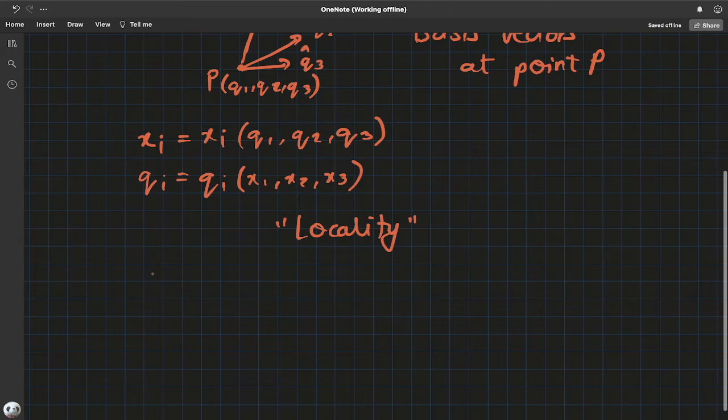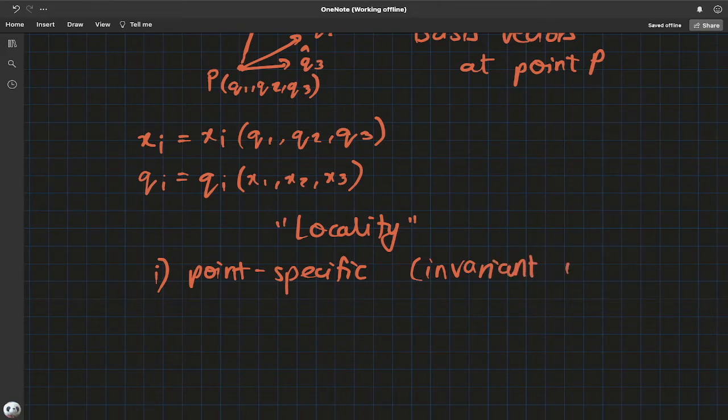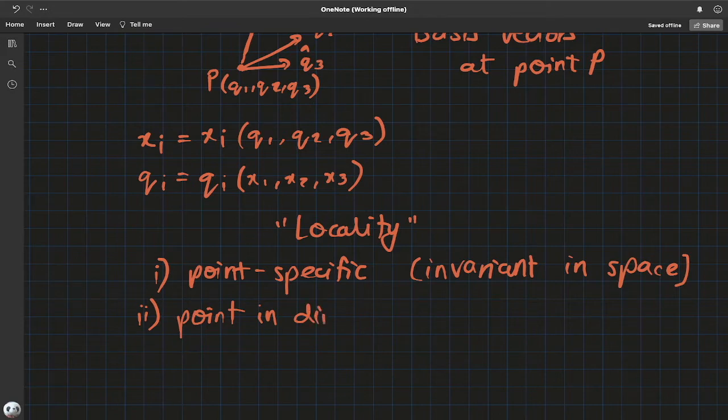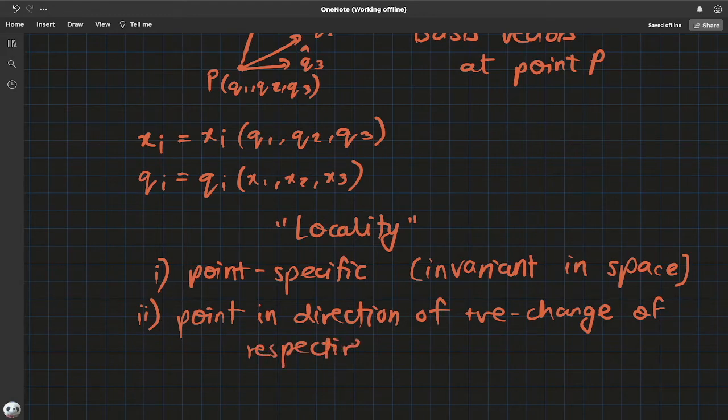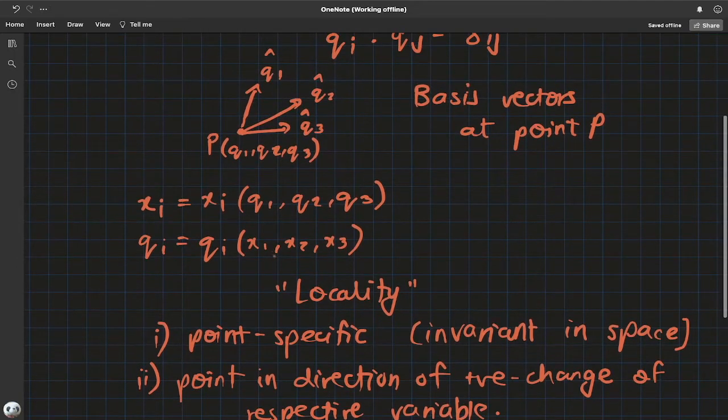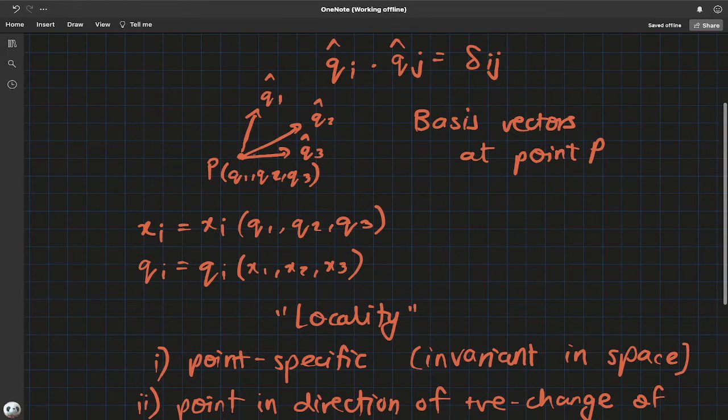let me just write these observations down. First, we're being point specific. So they change from point to point, so they're not invariant in space. And observation number 2 is that they point in the direction of positive change of the respective variable. So, for example, q1 hat will point in the direction where q1 undergoes a positive change.